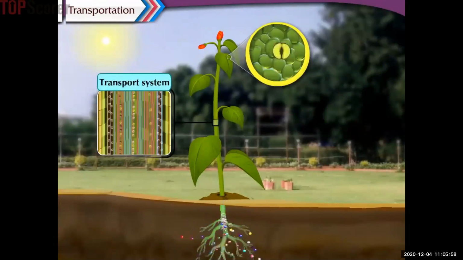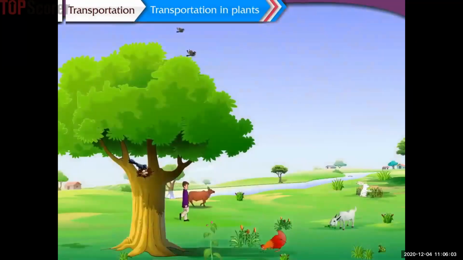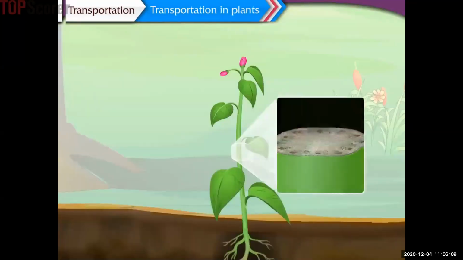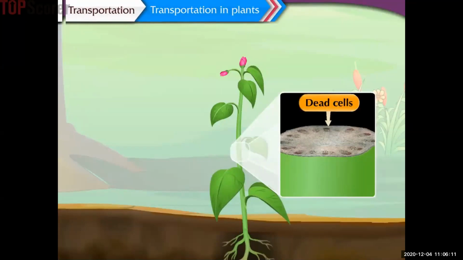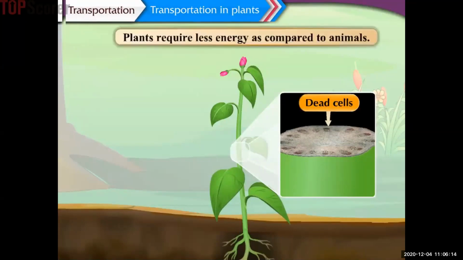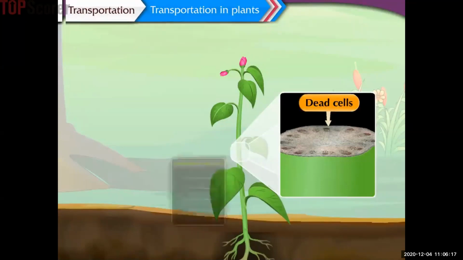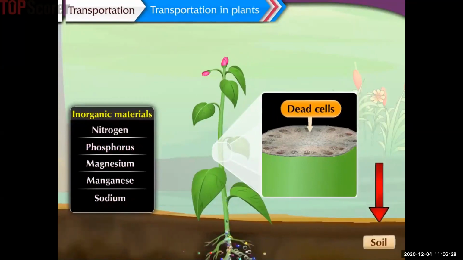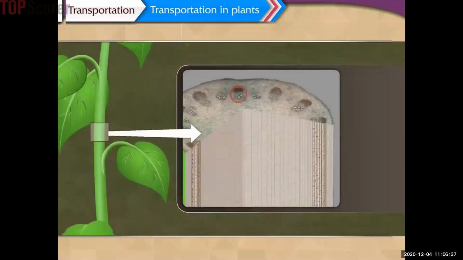The absorbed substances are then supplied to the required parts through a transport system. Now let us study the transport system in plants. Transportation in plants. Most animals show movement, but plants are stationary. They have many dead cells in their body. Thus, plants require less energy as compared to animals. Plants need inorganic materials like nitrogen, phosphorus, magnesium, manganese, sodium, etc. Soil is the nearest and the richest source of these minerals. The roots absorb these materials from the soil and transport them.